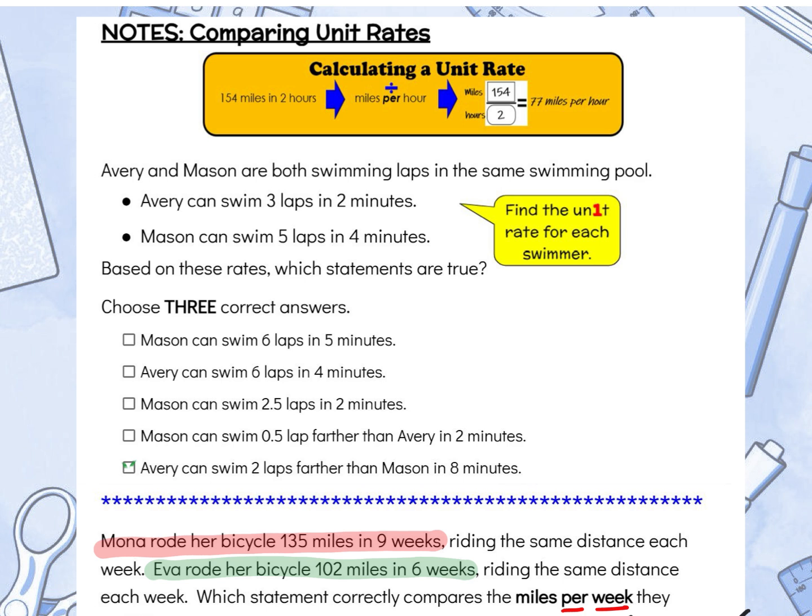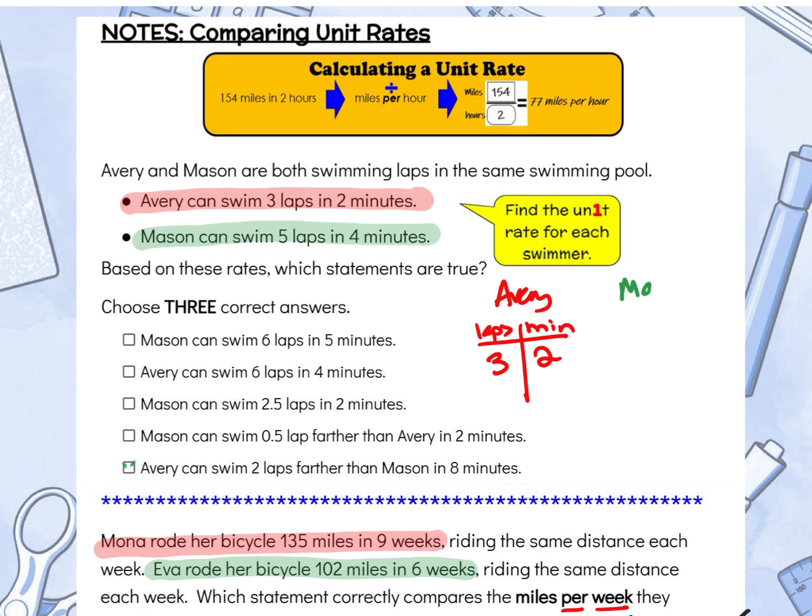So first, let's make a table for each person. So Avery is 3 laps in 2 minutes. So we'll say Avery, and we're doing 3 laps in 2 minutes. And then Mason is swimming 5 laps in 4 minutes. So Mason is 5 laps in 4 minutes.